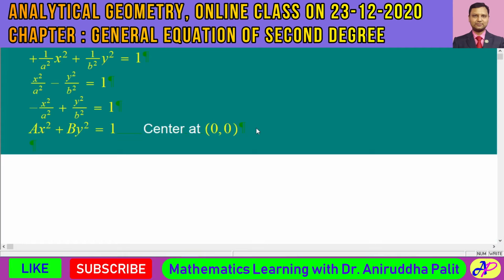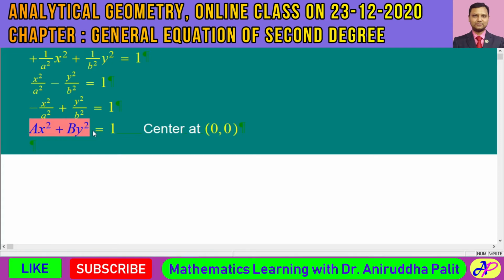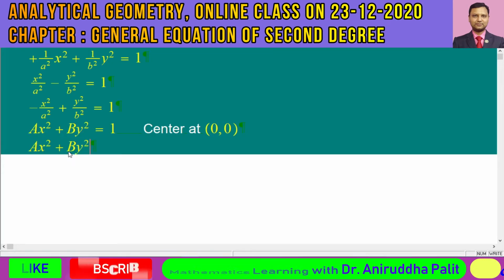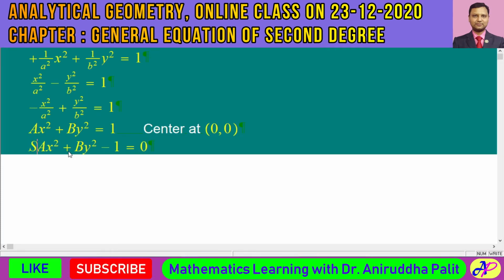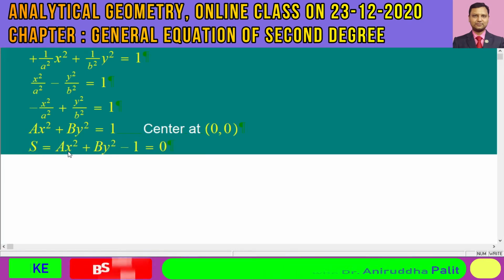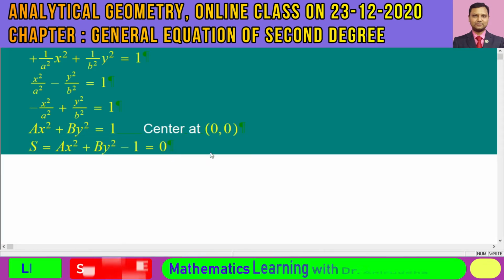Now suppose this is the equation, and this equation can be written in this way: ax square plus by square minus 1 is equal to 0. Got it? So this can be written as S is equal to 0. What is S? S is this expression: ax square plus by square minus 1 is equal to 0. Let us call it equation number 1.